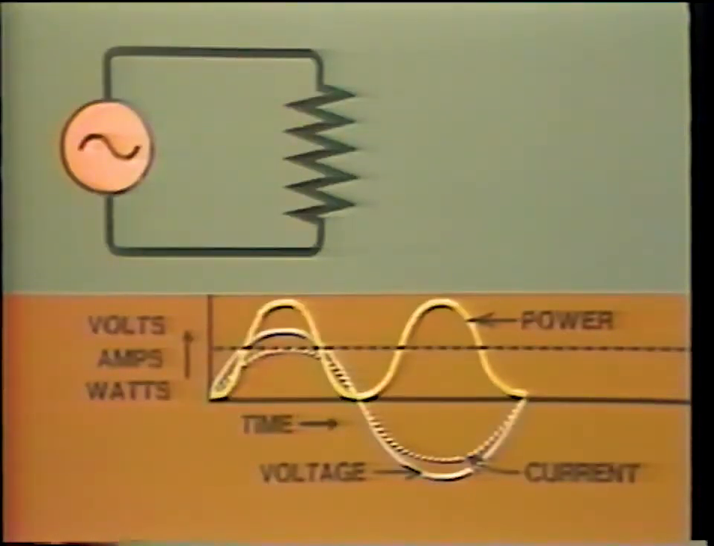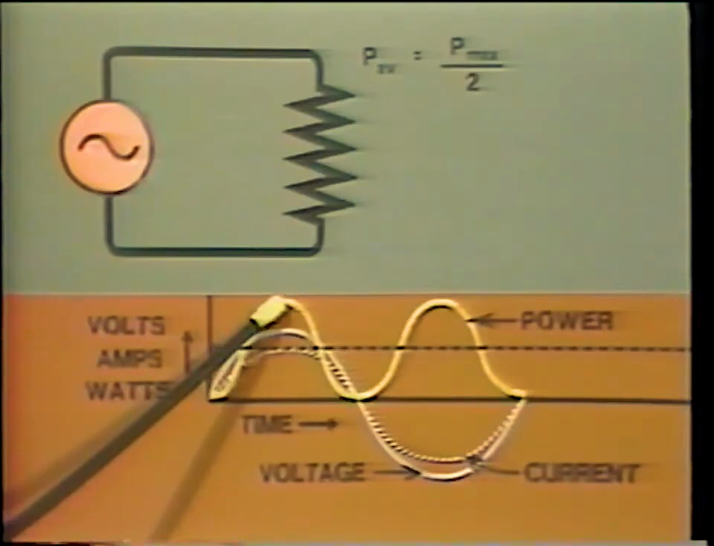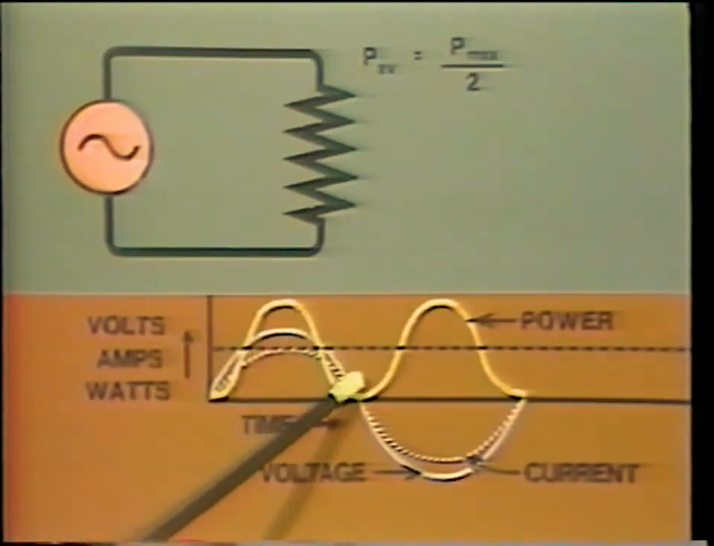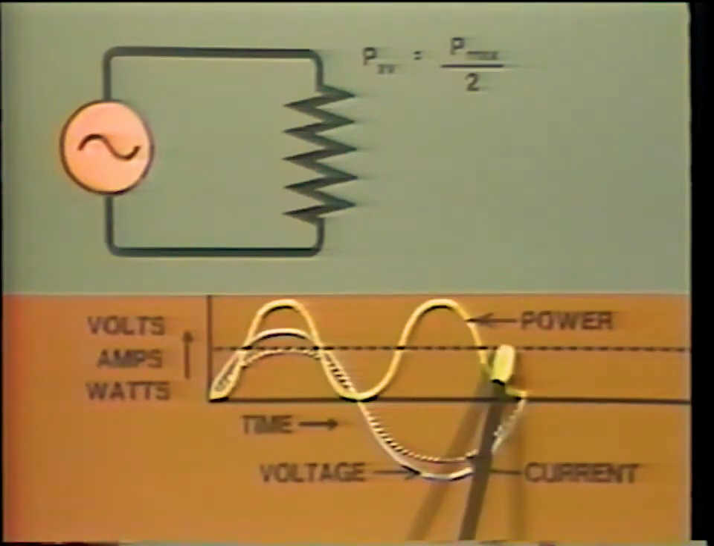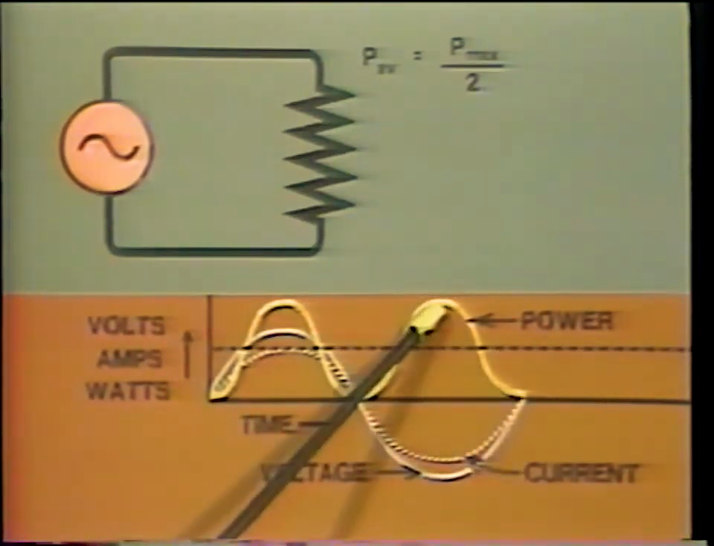But we are really interested in the average value of this power wave, since the average power determines the energy that will be consumed by this circuit. It turns out that the average value of this power wave is equal to the peak value divided by 2. This is obvious, since the power wave above this axis is exactly the same as the power wave below the axis. Therefore, the average value over a complete cycle is here and equals P max divided by 2.